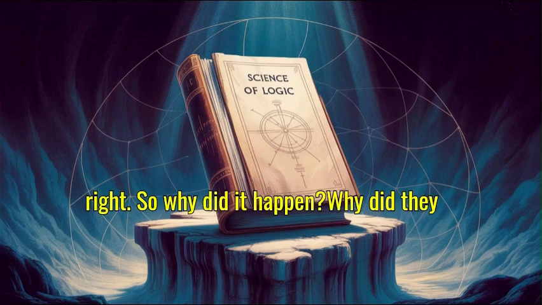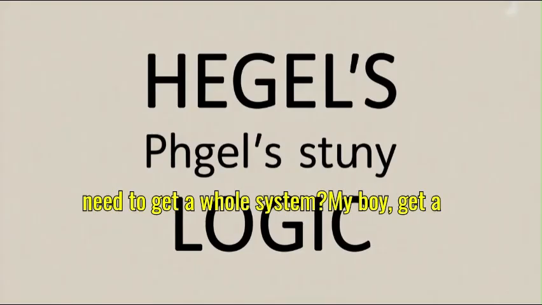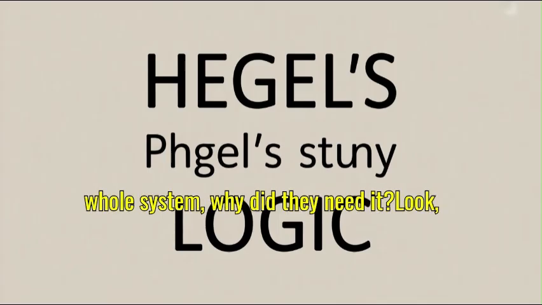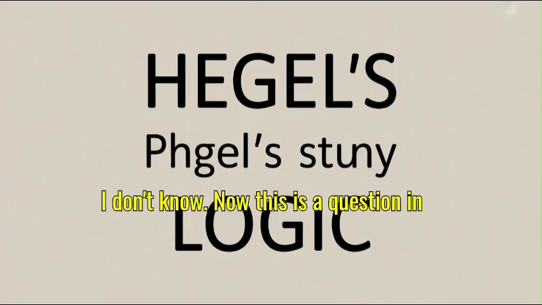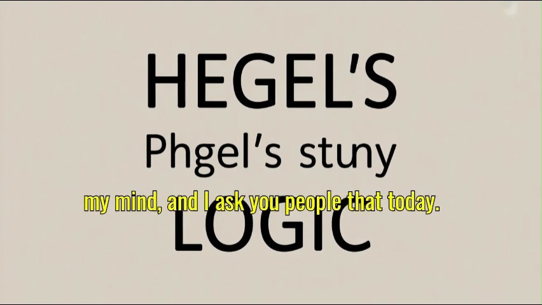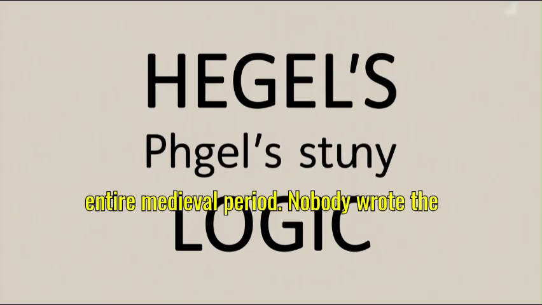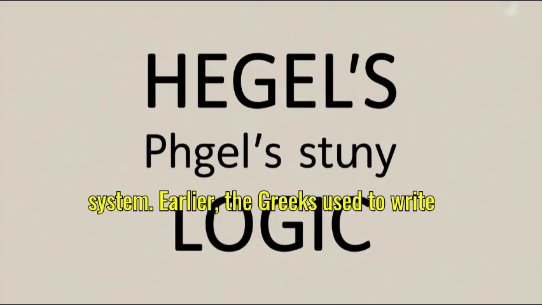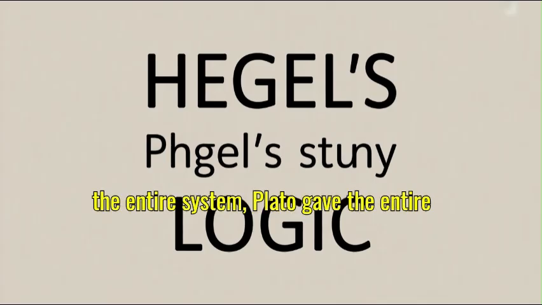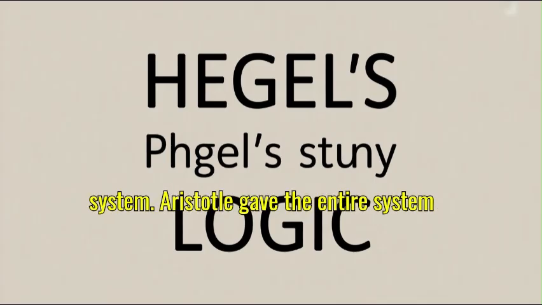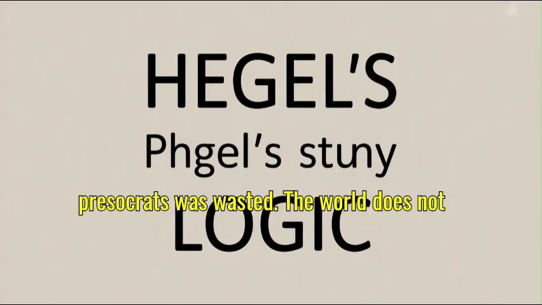So why did it happen? Why did they need to give a whole system? My boy, a whole system, why did they need it? Look, I don't know. Now this is a question in my mind, and I am asking you people today. Nobody wrote a system in the entire medieval period. Earlier the Greeks used to write the entire system. Plato gave the entire system.